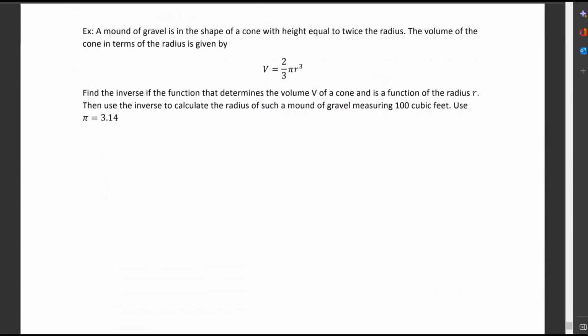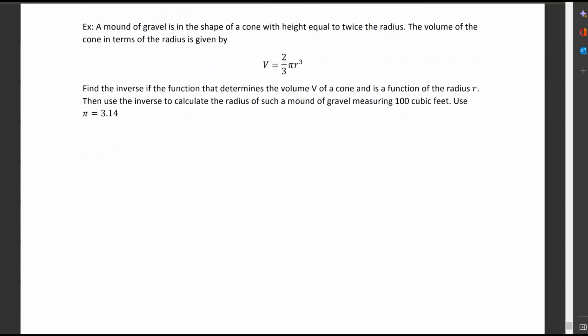All right, let's take a look at this. A mound of gravel in the shape of a cone with a height equal to twice its radius. The volume of the cone in terms of the radius is given by this function here. Find the inverse of the function that determines the volume v of a cone as a function of the radius r. Sounds a little funny. Then use the inverse to calculate the radius of such a mound of gravel measuring 100 cubic feet. Use pi equal to 3.14.